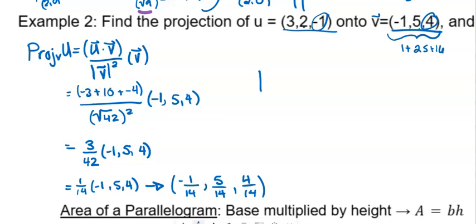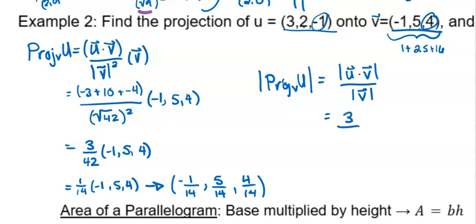Okay, let's find the magnitude of the projection of u onto v. So that's the magnitude of the dot product, all divided by the magnitude of vector v. So my dot product was 3, and vector v is root 42.